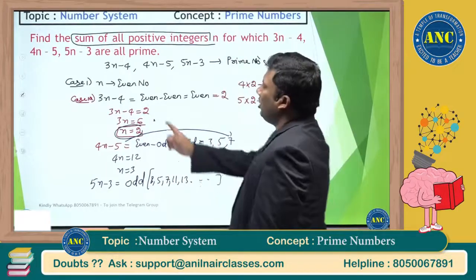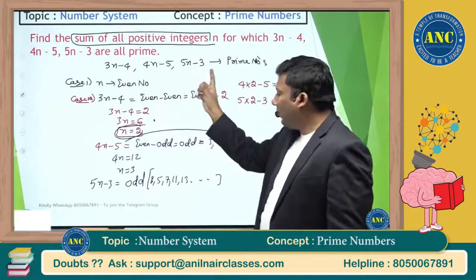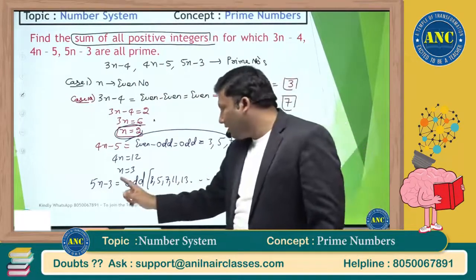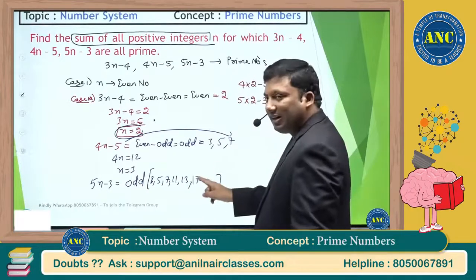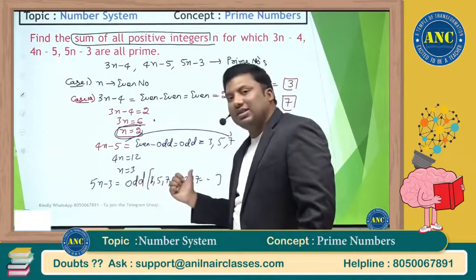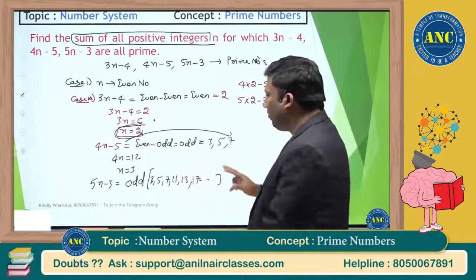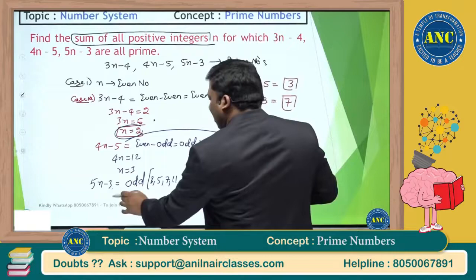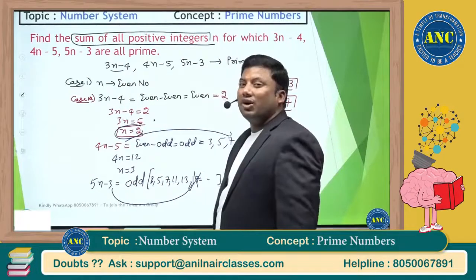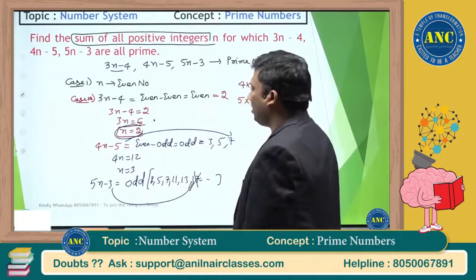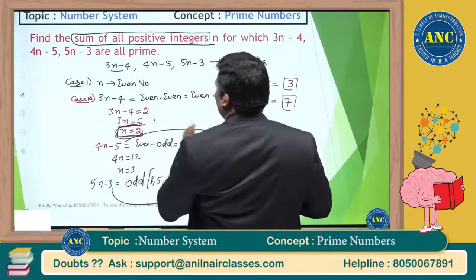n value 2: 3 times 2 minus 4, 4 times 2 minus 5, 5 times 2 minus 3. Any other value? Let us see. Suppose I take 17 for 5n minus 3: 5n is 20, n is 4. If n is 4, 3n minus 4 is 12 minus 4, which is 8, a composite number, not possible. So n equals 2 is what I got.